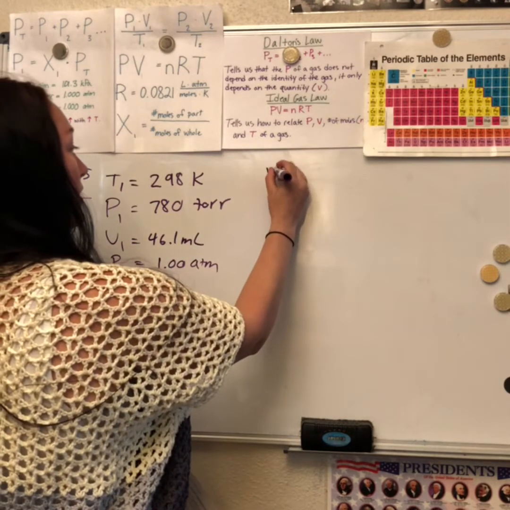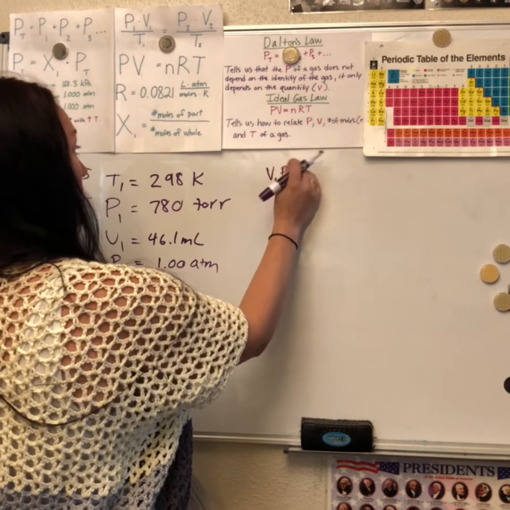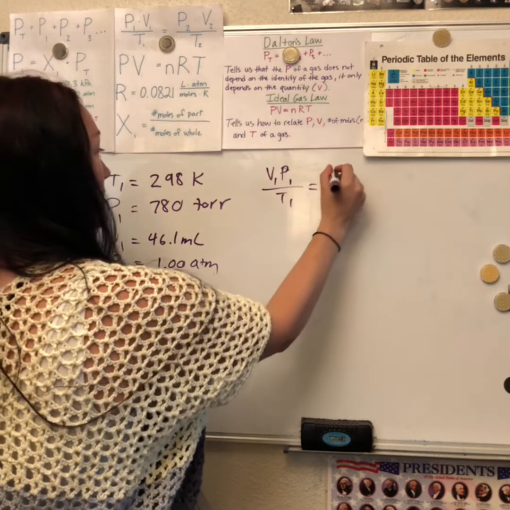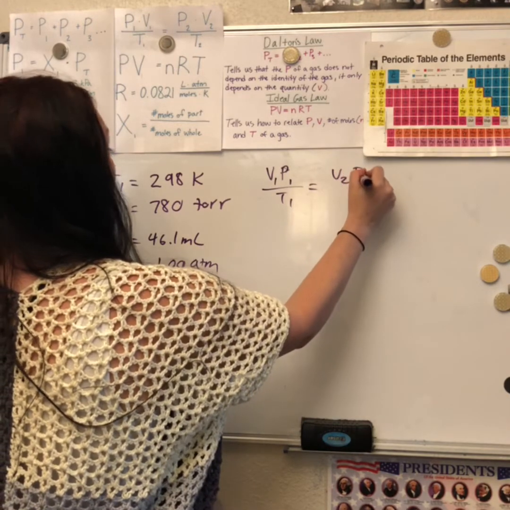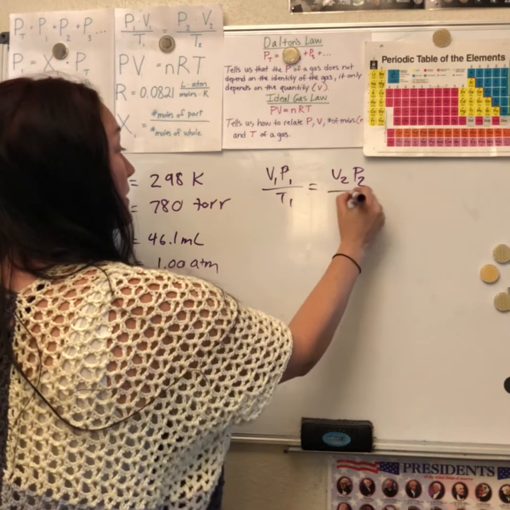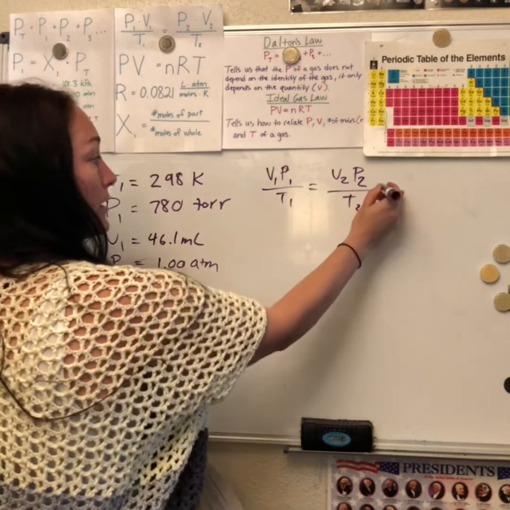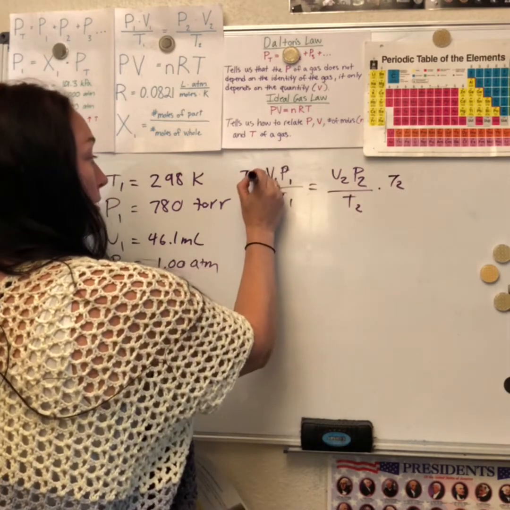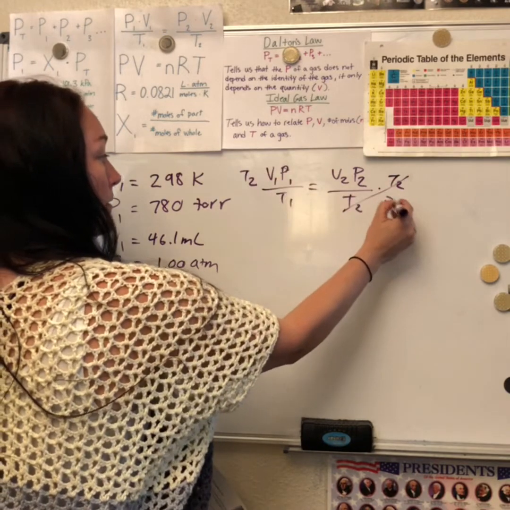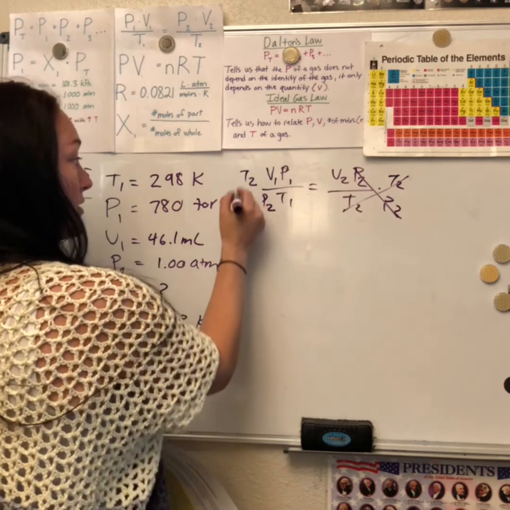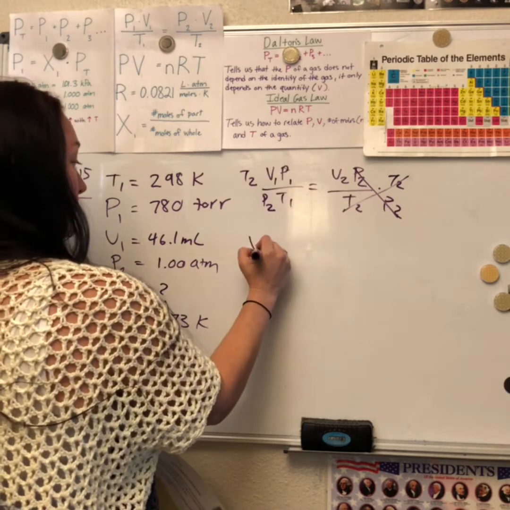So up here, I've got P1, T1, V2, P2, T2. I'm solving for this one. So I'm going to put this one up top, put this one on the bottom, and I'm going to be left with that. So this is what I've got right here, okay?